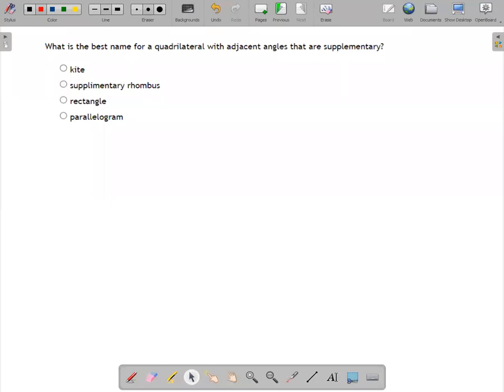What is the best name for a quadrilateral with adjacent angles that are supplementary? Okay, so let's break this down. Quadrilateral, it's going to have 4 edges. Got it. Adjacent means next to. And supplementary means that they have to sum to 180 degrees. All right, let's try and build something like that.